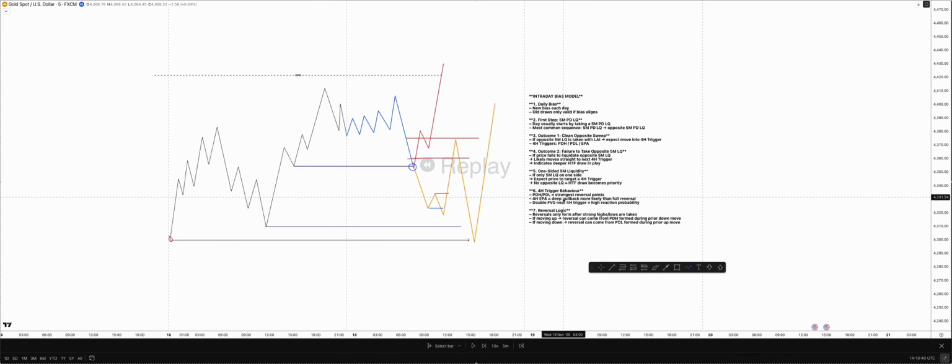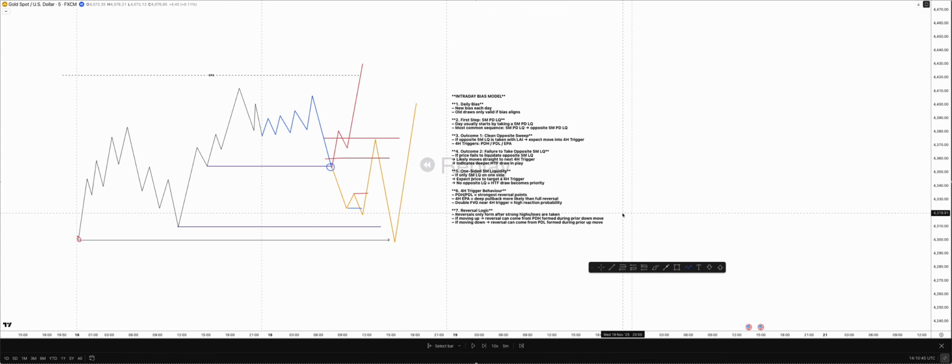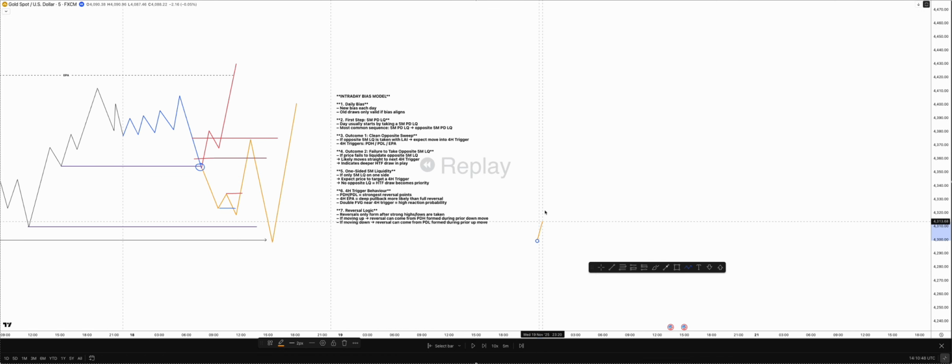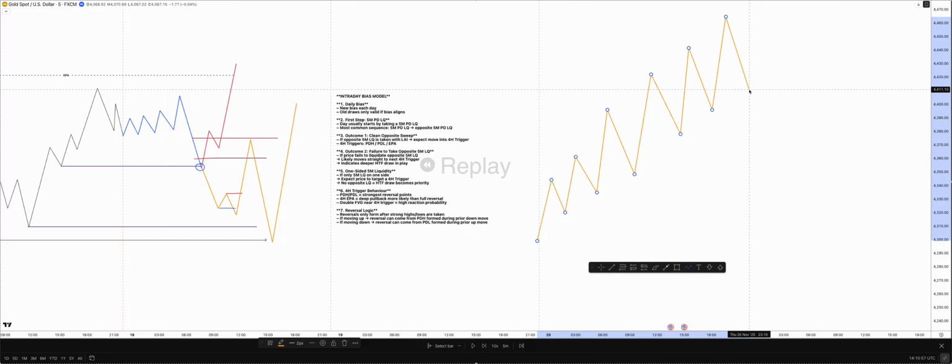So looking at reversal logic now, reversals only form after strong highs or lows are taken. What I mean by this is, say price is moving up, and let's just say all of these lows are daily lows. If price is moving up here, we're more likely to get a reaction from doing this, taking out lows from when we were moving up, than if we were to do something like this. And just pay attention here, say that's another daily low.